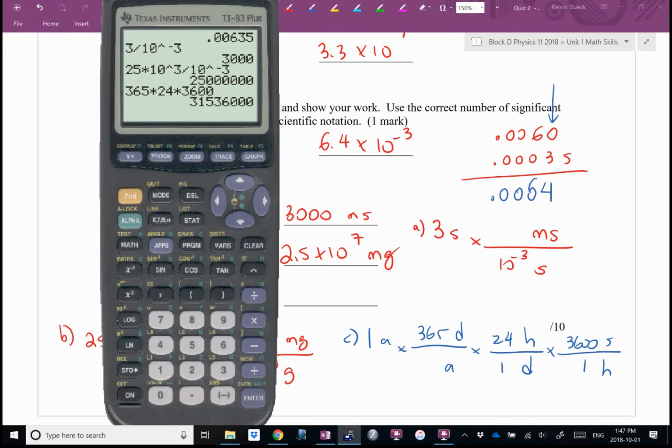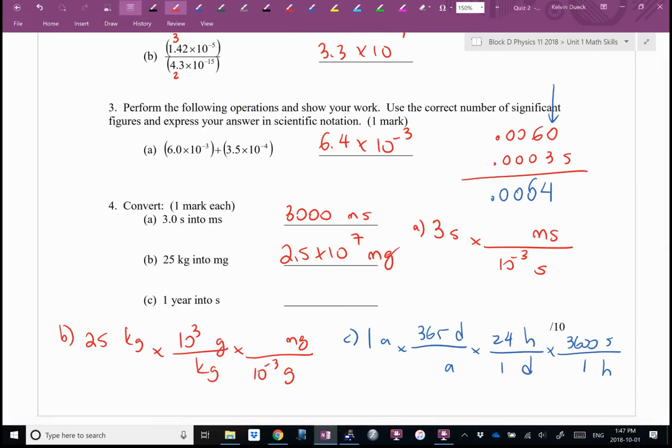You get 315360000. I could write this in scientific notation, but I'm going to have to write 5 numbers no matter what. And it's less work to write 3 zeros than going times 10 to this. I'm going to write this one out. 31536 and 3 zeros seconds, or 3.1536 times 10 to the 7.